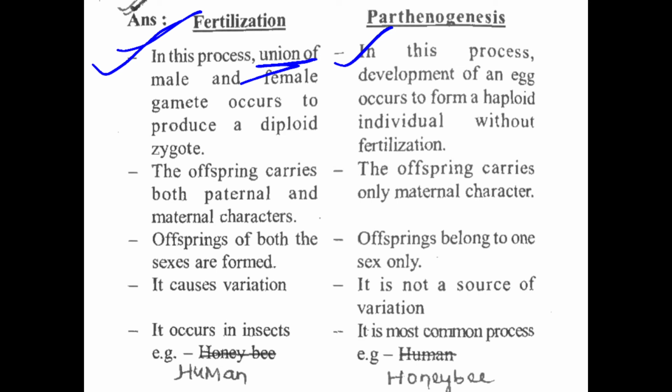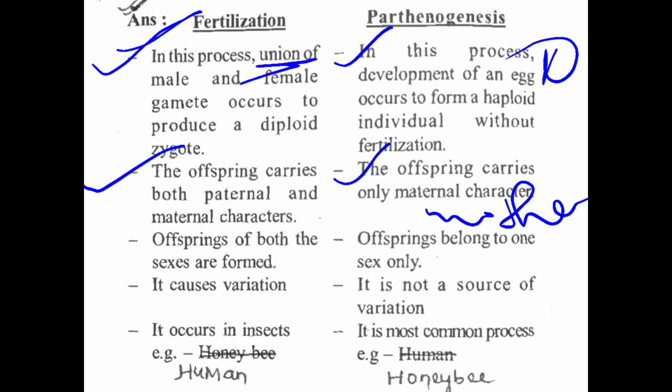Without fertilization, the egg directly develops into an individual. That is known as parthenogenesis. In fertilization, the offspring carries both paternal and maternal characters, whereas in parthenogenesis the offspring carries only maternal character, that is, mother character.